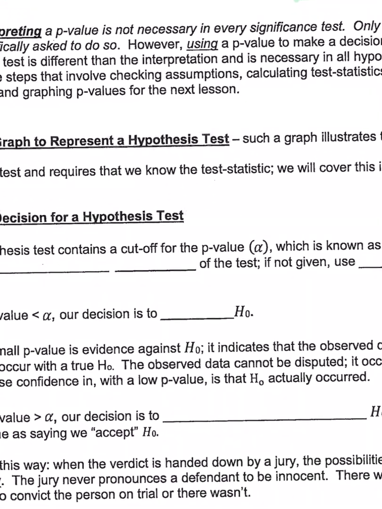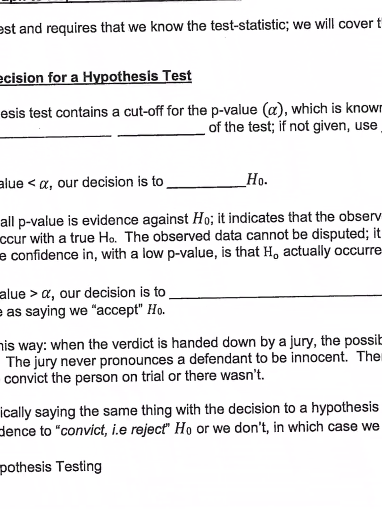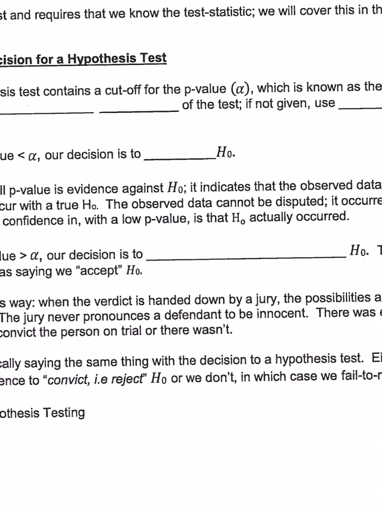All right, good follow-up question. Typically what we use the p-value for is this: to make a decision at the end of a significance test. You just fed right into that perfectly. We're going to calculate the test statistic, and we're going to calculate the p-values and all that fun stuff. Making a graph to represent a hypothesis test, we're going to look at this again, and you're going to see it looks just like what we've been doing. Making a decision for a hypothesis test.